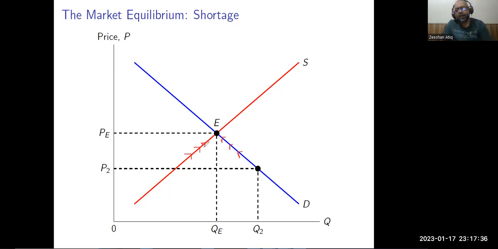As the law of demand and the law of supply say, when the price increases, the quantity demanded falls and the quantity supplied increases. So that's the other way around. When the price goes up, the quantity demanded falls and the supply increases. This keeps happening until the market reaches the equilibrium.